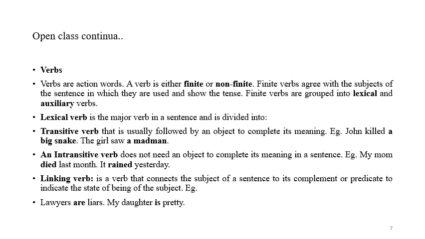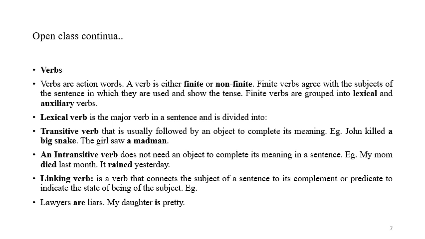The girl saw a madman. The girl is the subject, saw is a verb, a madman is an object. So here is a transitive verb. An intransitive verb is a verb that does not have an object, and the action does not transfer to the object. When you say it rained yesterday, rain here as a verb is non-transitive. He dies. It flies. The sun shines.